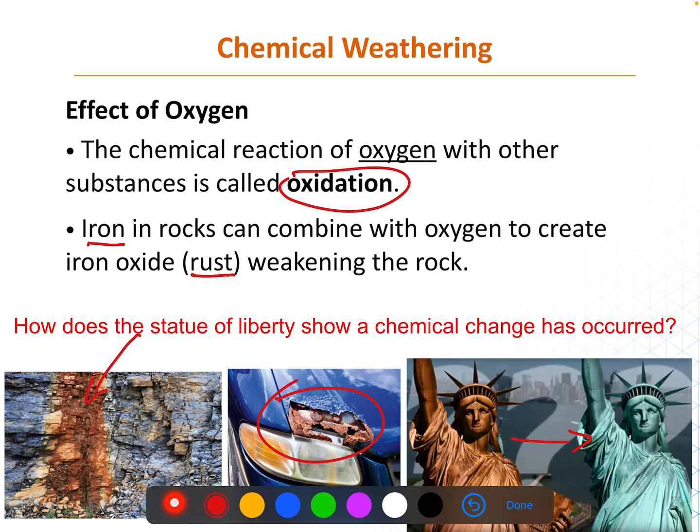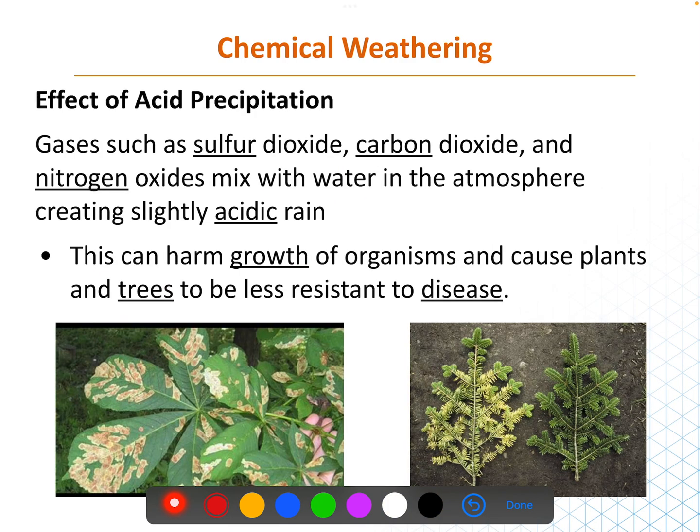So the Statue of Liberty shows a chemical change has occurred because over time, the Statue of Liberty went from this reddish orangish color, showing that that's what copper usually looks like in its natural form, and has changed over to this greenish color. So it definitely changes colors over time.